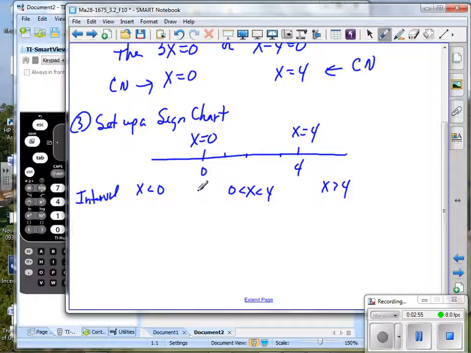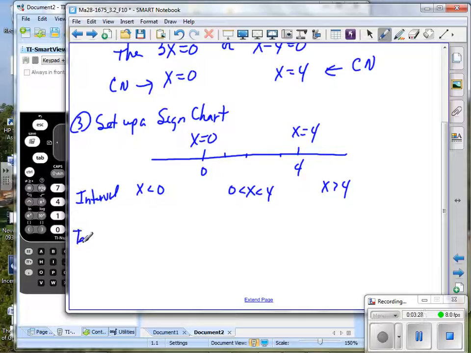What am I looking for? The whole purpose of this is to determine, and I'm going to do that by using what? Using the first derivative. If I want to know where the function is increasing, where it's decreasing, I'm going to use the first derivative. And what about the first derivative do I need to know? Where the first derivative is positive or negative. Just a little review as we go along here.